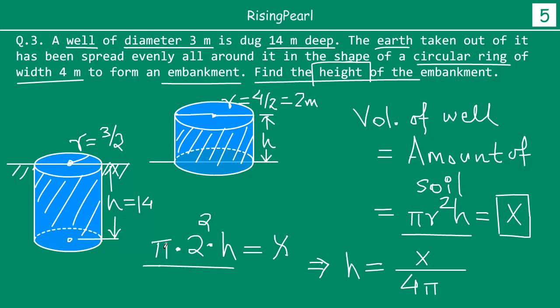So 4 times pi. So we know what x is. So instead of x, if you write here pi, r is 1.5, 1.5 square, pi r square times the height, which is 14, divided by 4 pi. So pi and pi will cancel out and you can basically just solve this. So whatever this value is, that much meter is going to be the height of the embankment.